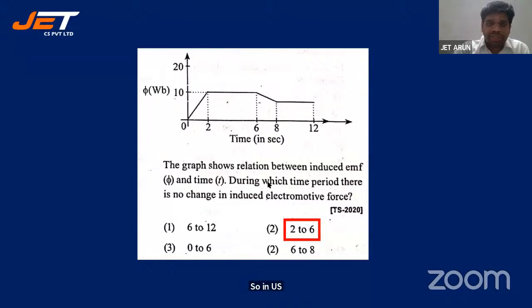there is no EMF induced when there is no change in flux. That means when the flux is constant, there is no change. So rate of change of flux is 0. So induced EMF is 0. So from 2 to 6, it is 0. And 8 to 12, it is 0. Is it okay, Harshita?